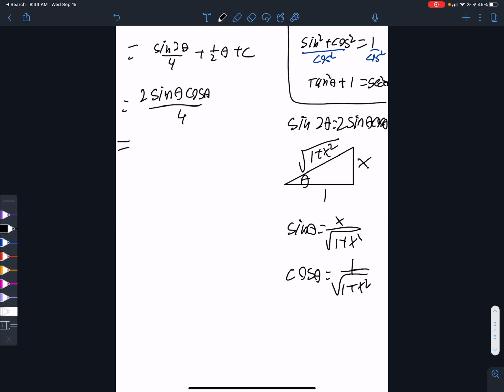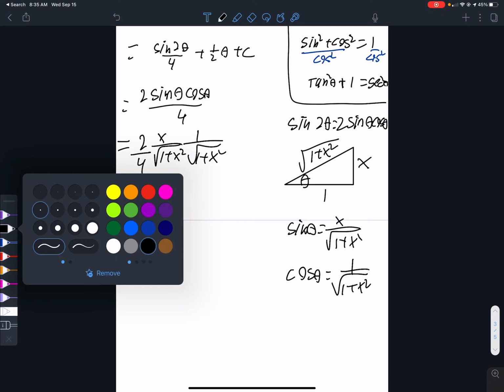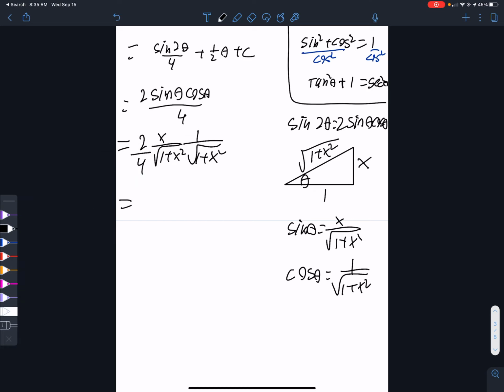I'll work on the other pieces in a second. 2x over square root of 1 plus x squared. And this 4 is in the bottom, so I'll put that 4 there. And the cosine is that. So that's going to be 1 over square root of 1 plus x squared. And doing all my fancy work, I get x on top and 2 times 1 plus x squared on the bottom.